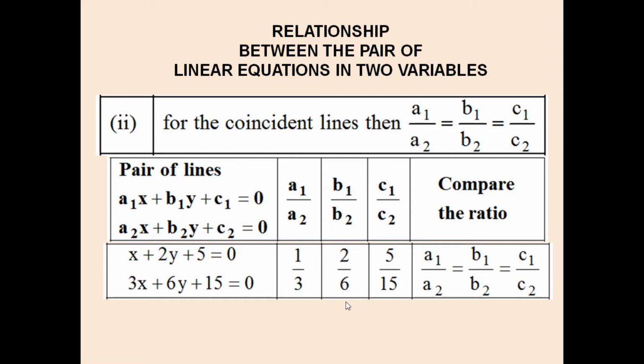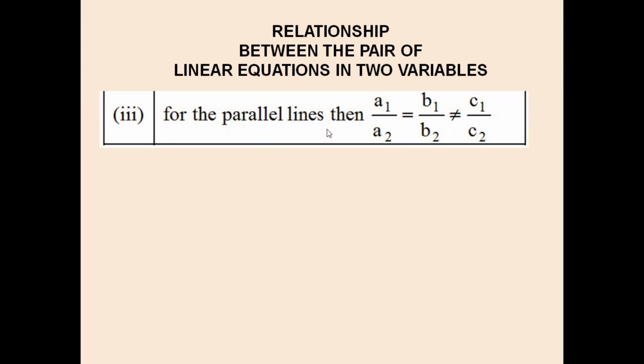When I look at 2 upon 6, it can be reduced to 1 by 3. When we look at 5 upon 15, this can also be reduced to 1 by 3. This implies all three ratios are equal to 1 by 3. Since all three ratios are equal to each other, the given pair of lines is a pair of coincident lines.